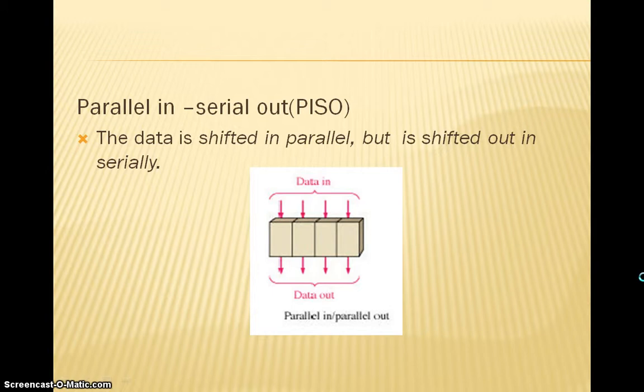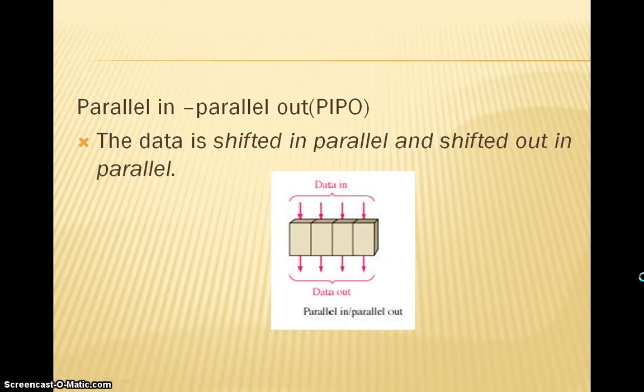The third one is parallel in, serial out, which is also known as PISO. The data is shifted in parallel here, but is shifted out in serial. The last one is the parallel in, parallel out, which is known as PIPO. The data is shifted in parallel and is shifted out in parallel. So it happens parallel shifting in, parallel shifting out.